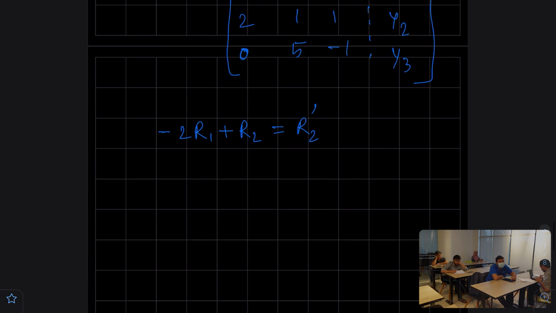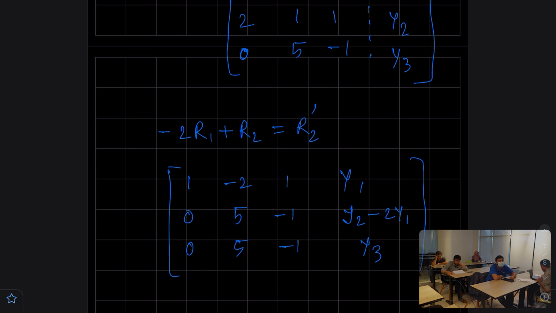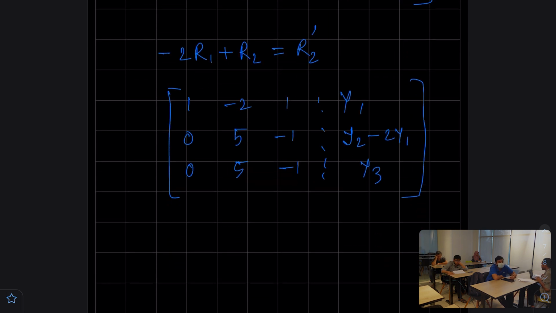So after applying this row operation, the first row is 1, minus 2, 1, y1. Then this is 0, this is 5, and this is minus 1, and this is y. So I multiply by minus 2, then y2 minus 2y1, and 0, 5, minus 1, and there is y3. Okay, so this is the first row.